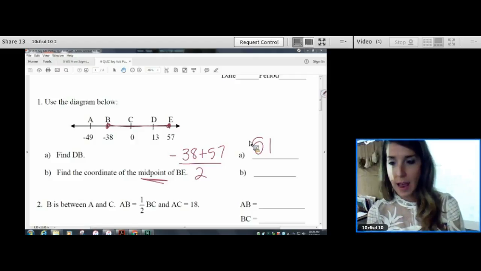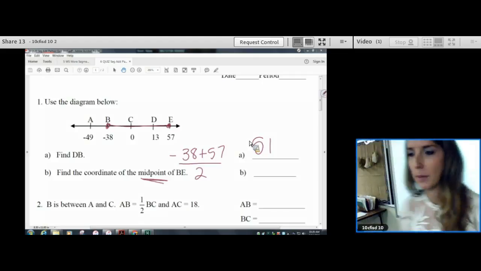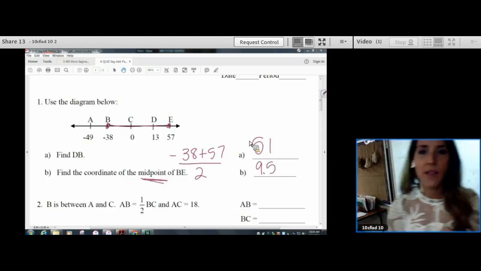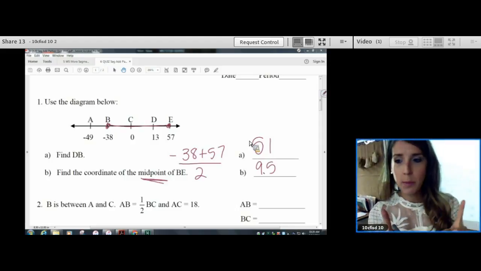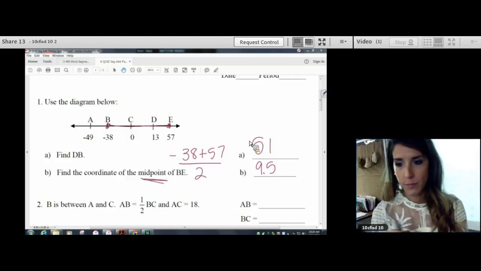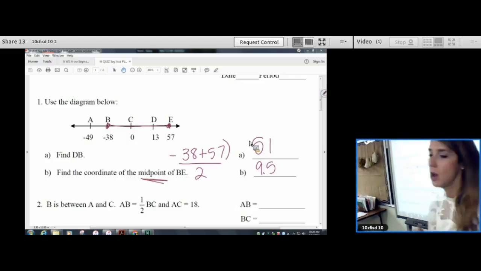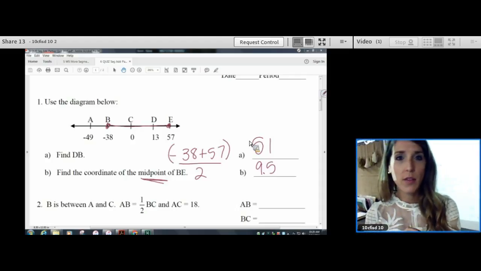So negative 38 plus 57. Make sure you press enter in your calculator. Divided by 2. Enter. You should get 9.5. So that's how you find a midpoint. You add up the endpoints and divide by 2. If you are going to put that in your calculator, you need to either press enter or put parentheses around the numerator, around what you're adding.